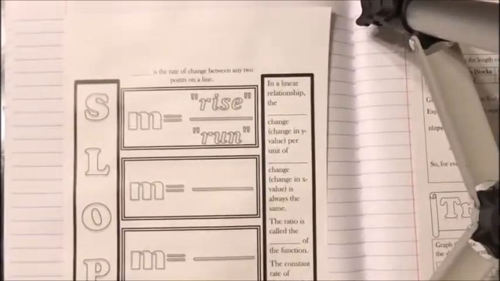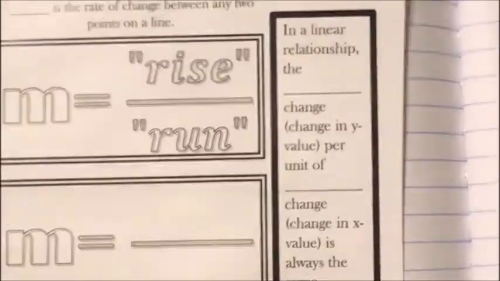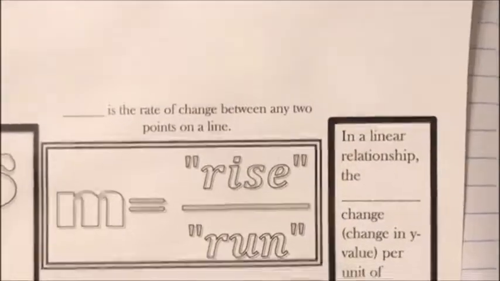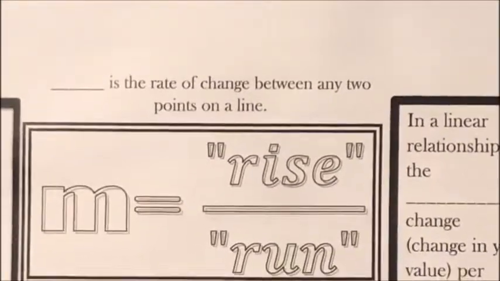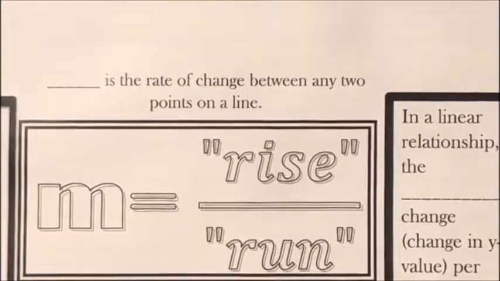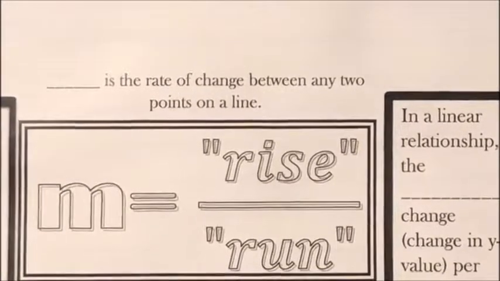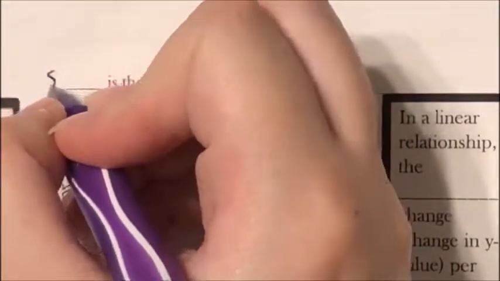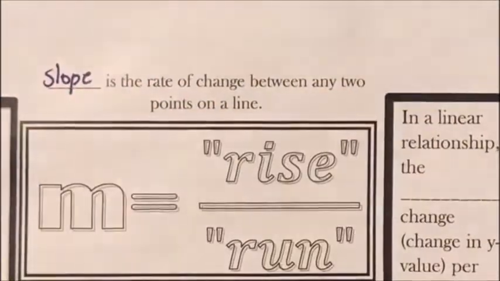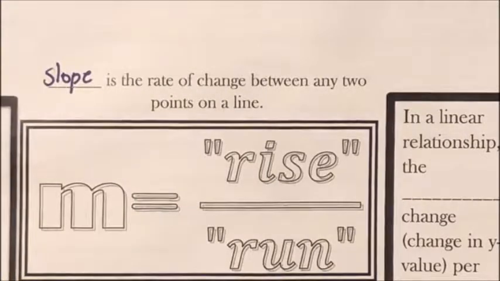So the first thing we're going to do is look up at the very top of the page. We zoom in, okay? Blank is the rate of change between any 2 points on a line. So in that line, you're going to write slope. So slope is the rate of change between any 2 points on a line.